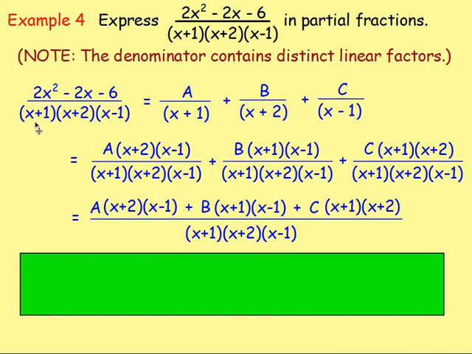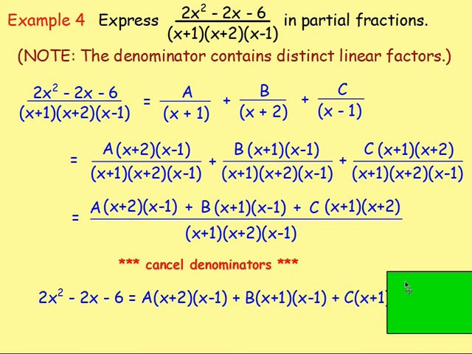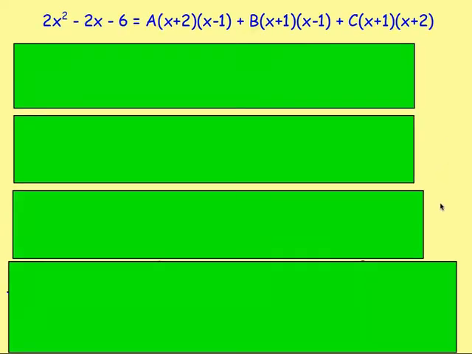The left-hand side, we're over x plus 1, x plus 2, x take away 1. The right-hand side is over x add 1, x add 2, x take away 1. So cancel the denominators out, meaning then the numerators must be equal. So we end up with this. That is what we're now dealing with, and we need to find the values of a, b, and c. So how can we do that?